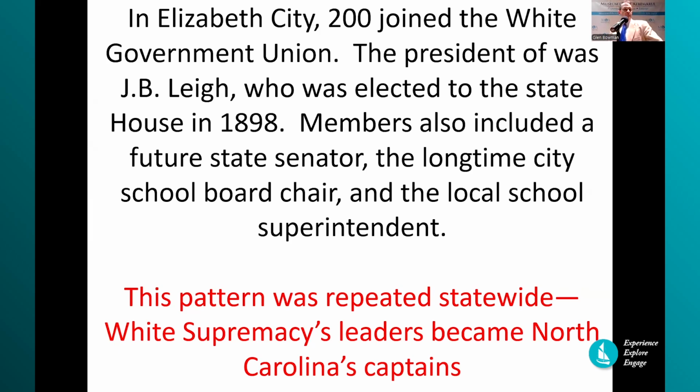In this town, Elizabeth City, 200 joined the white government union. That's what it was called. The president was a man named J.B. Lay, who was elected to the state house in 1898. Members also included a future state senator named Roscoe Turner, the longtime city board chair, who is also known as a famous attorney in the Cropsey case, and local school superintendent, whose daughter actually later on became a member of the Elizabeth City State Board of Trustees.